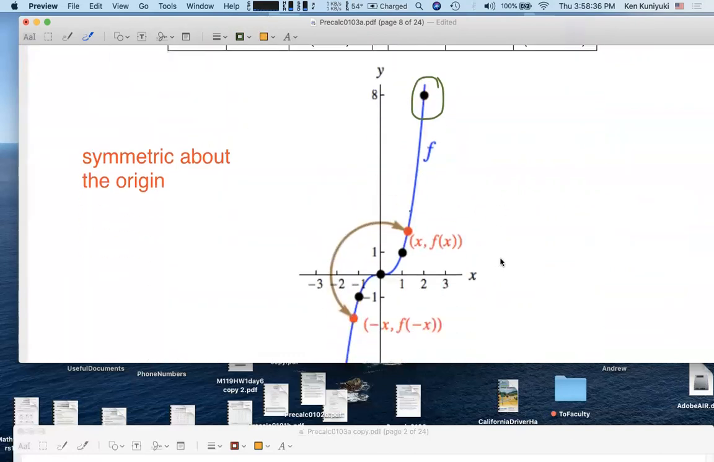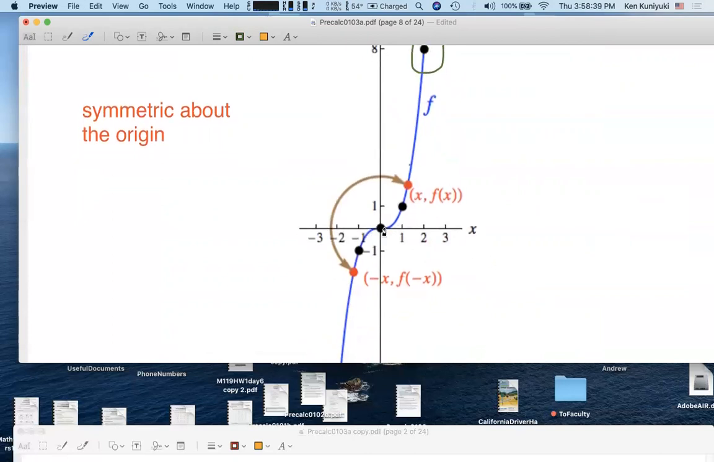Also, you can draw a line through all three of these points. You can draw a straight line through the origin, any point (x, y) on the graph, and the corresponding point (negative x, negative y) on the graph. If the point (x, y) lies on this graph, then the point (negative x, negative y), or opposite of x, opposite of y, will also lie on the graph.